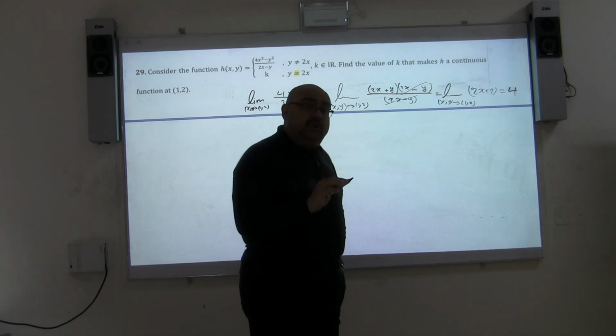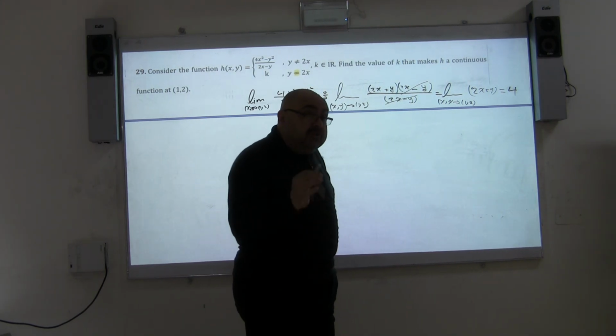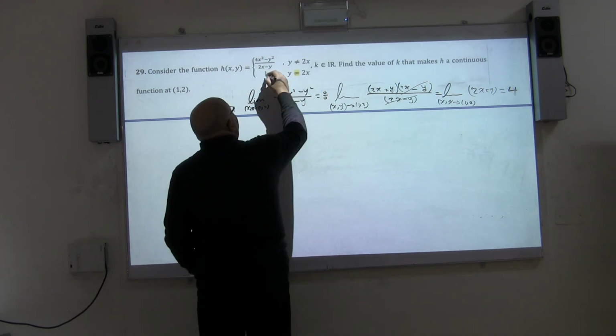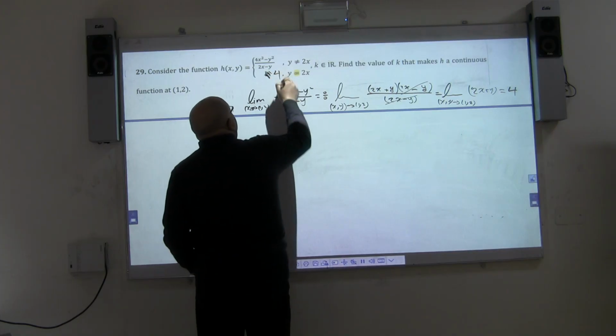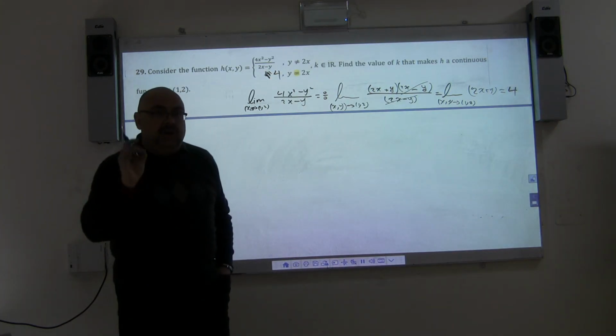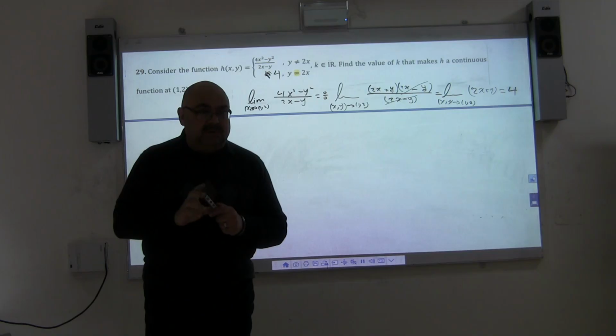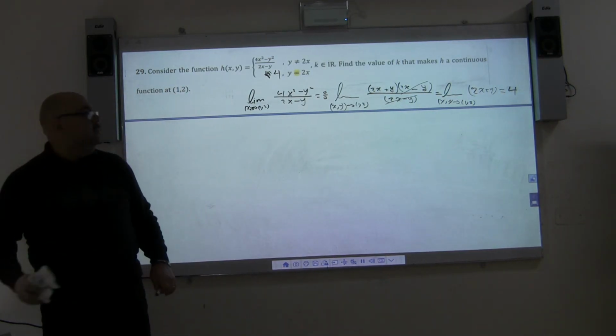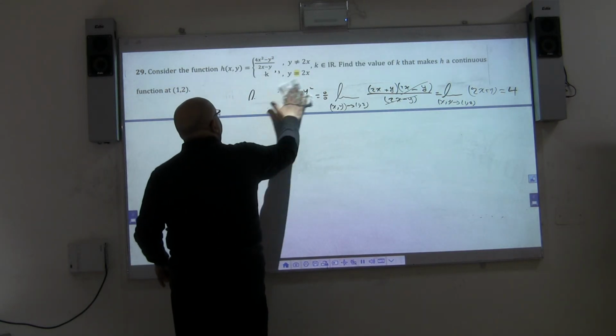So for this function to be continuous, k must be equal to what? So here the definition becomes exactly equal to the limit. Okay, so once more, here we go.